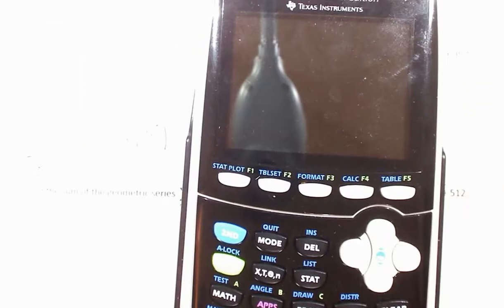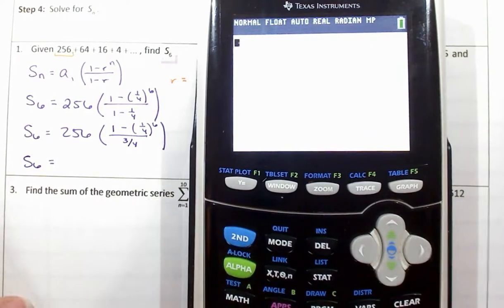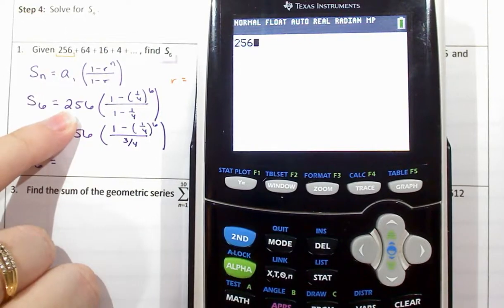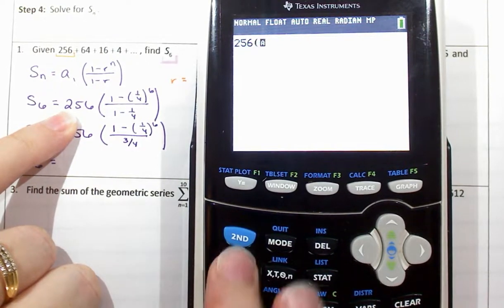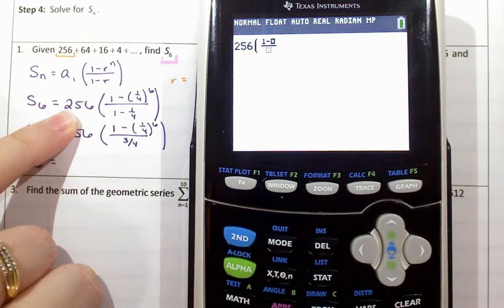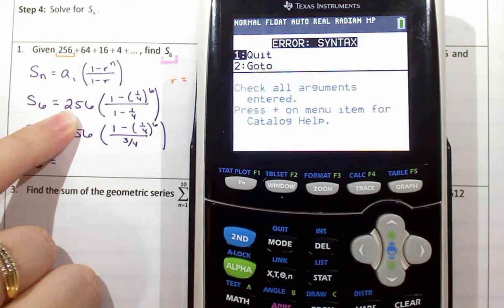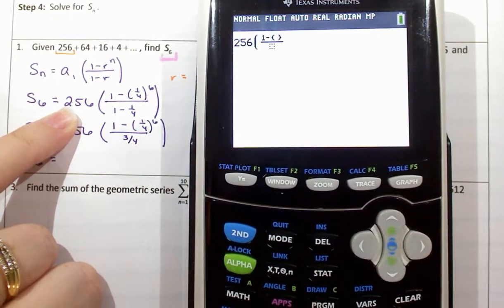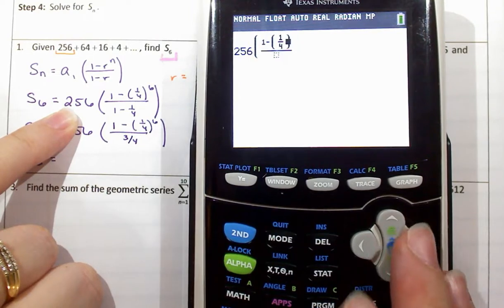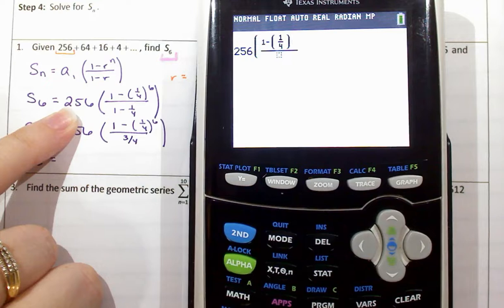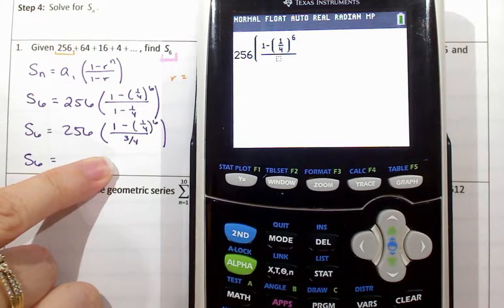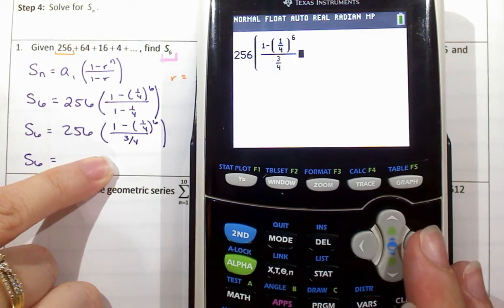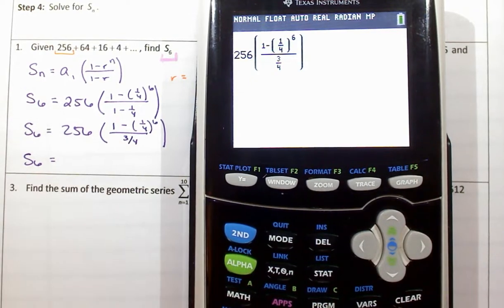So looking at our calculator, we are going to type in exactly what I have written here. So 256, parentheses, remember alpha F1 is my fraction button, 1 minus 1/4 to the 6th power over, and we can either write 1 minus 1/4, or we can just go ahead and write 3/4. Okay, and it's kind of nice that we have these little fancy calculators because we can write these fractions in here without being too problematic.